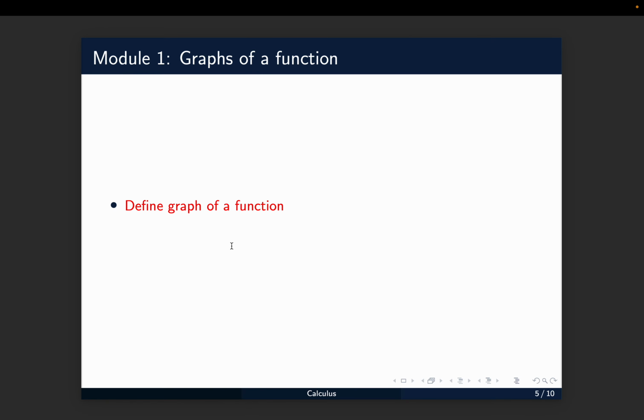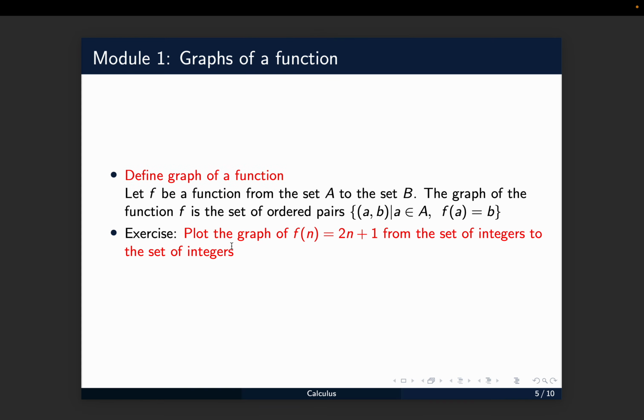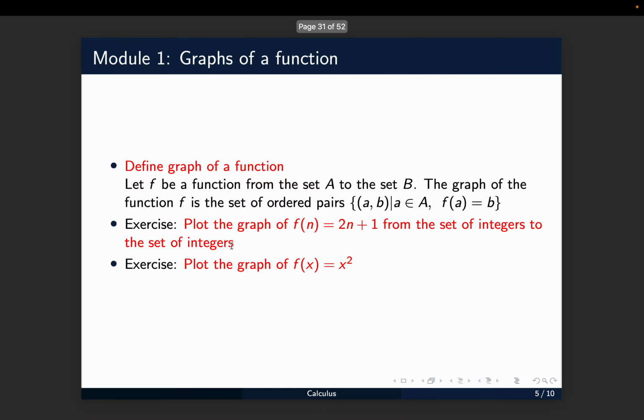Define the graph of a function. What do you mean by the graph of a function? If f is a function from the set A to the set B, the graph of the function f is the set of ordered pairs (a, b), where a comes from the domain and b comes from the codomain. As an exercise, you can plot the graph of f of n equal to 2n plus 1 from the set of integers to another set of integers. And also you can plot the graph of f of x equal to x square. You can try with many different functions and play with it.